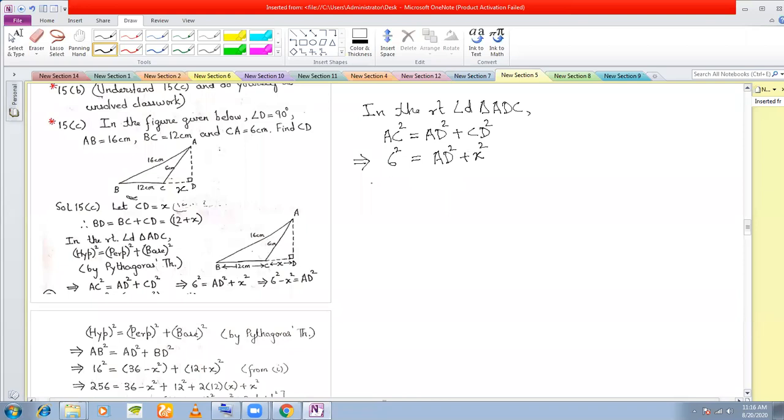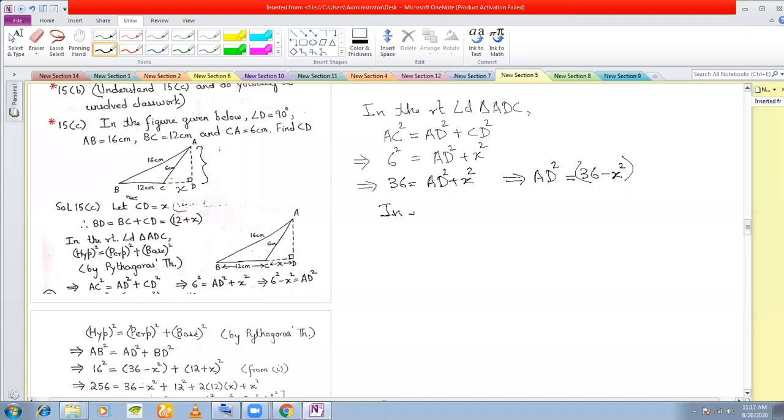Okay. So therefore from these two, what do I get? AD square. Let me write this one. 36 is equal to AD square plus x square. That means AD square. Why am I finding AD? Because as I told you, AD is the link between the two right angle triangles. AD square is equal to 36 minus x square. Fine. So we have considered one right angle triangle, the smaller one.